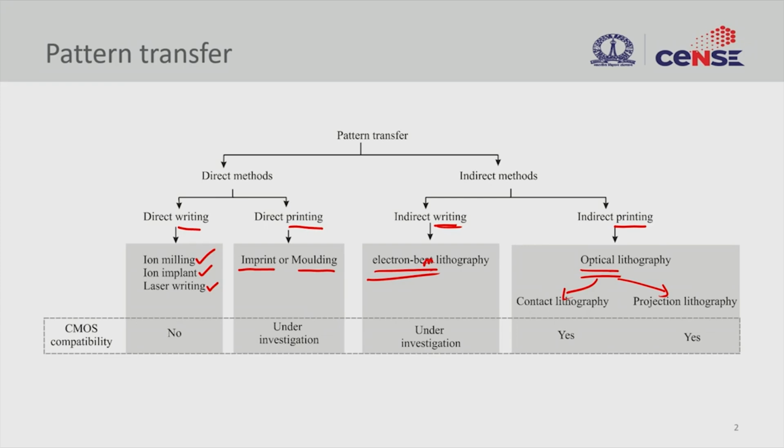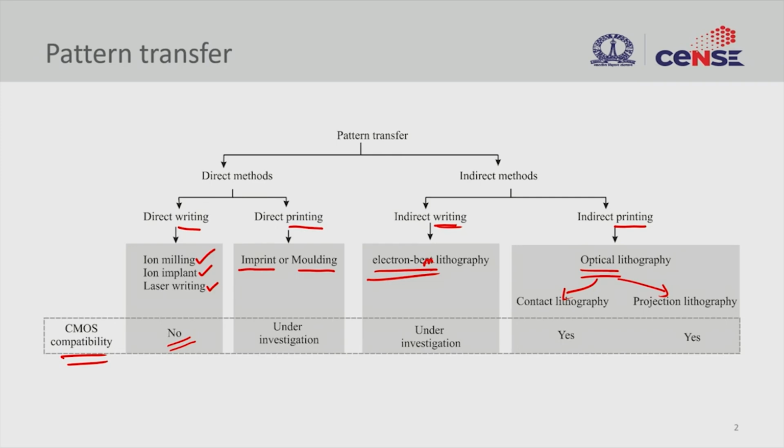And finally, we would like to look at the CMOS compatibility of this process. So what is CMOS? Complementary metal oxide semiconductor technology. It's a technology platform. Whether these techniques can be used in CMOS fabrication or device fabrication. So mostly, if you can broadly see, these writing processes are very slow, unlike printing. So that's why we don't use writing primarily, because you won't be able to get the throughput that you're looking for, and also perhaps the resolution in some cases as well.